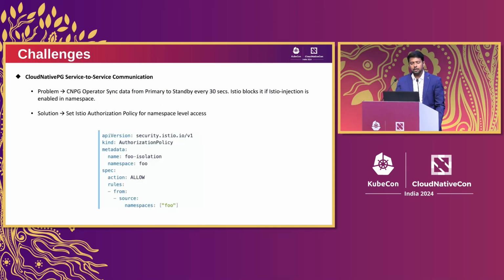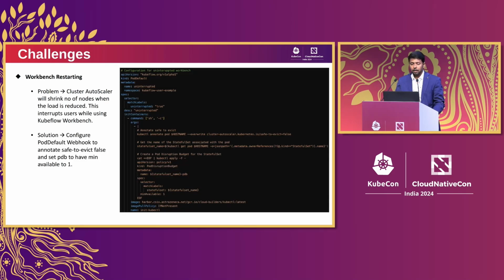And other challenges we faced is service-to-service communication. Here, CNPG uses service-to-service communication. By default, Kubeflow uses Istio and it blocks it. So what we did is we enabled it via an option called authorization policy, where you can do service-to-service communication through this policy. And the major challenge users faced is workbench restarting.